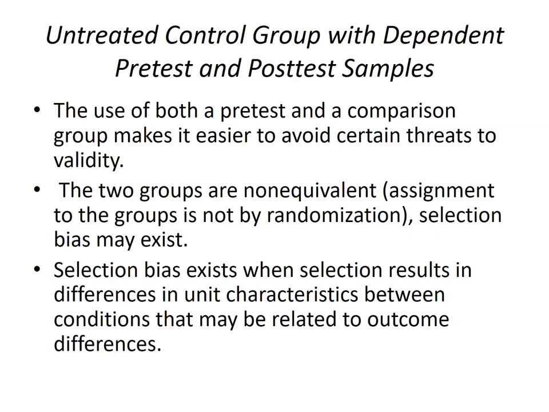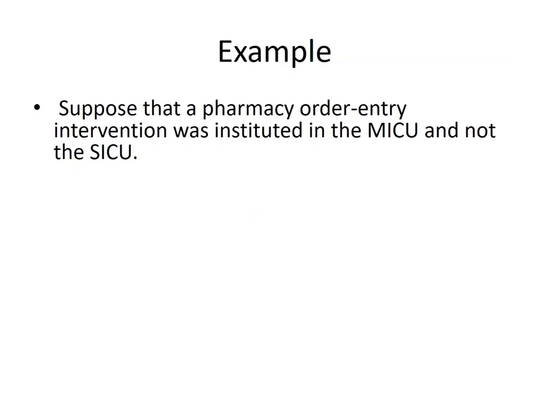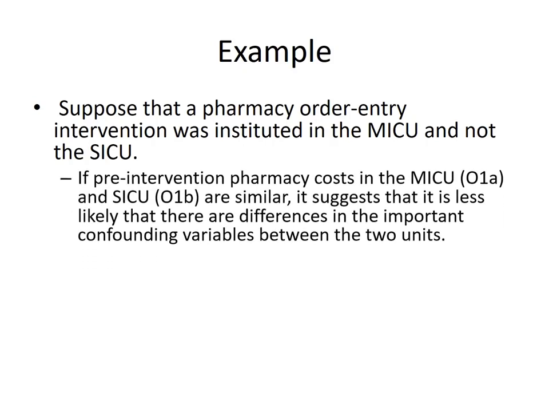Selection bias exists when selection results in differences in unit characteristics between conditions that may be related to outcome differences. Example: suppose that a pharmacy order entry intervention was started in the medical ICU but not in the surgical ICU. If pre-intervention pharmacy costs in the medical ICU, O1A, and in the surgical ICU, O1B, are similar, it suggests that it is less likely that there are differences in important confounding variables between the two units. This is very similar to RCTs when we compare baseline characteristics.